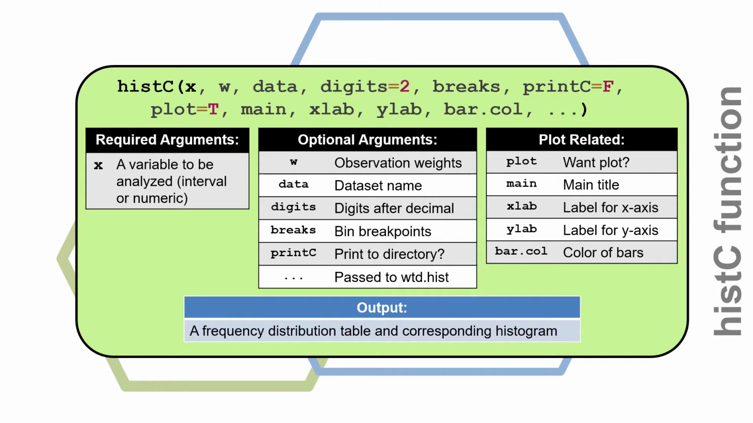By default, histC will generate a histogram plot, but you can suppress it by setting the plot argument to false. To see how to use the histC function, let's work through some examples together.